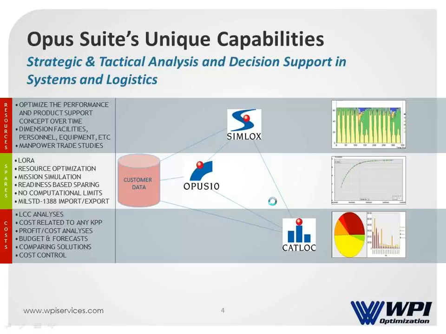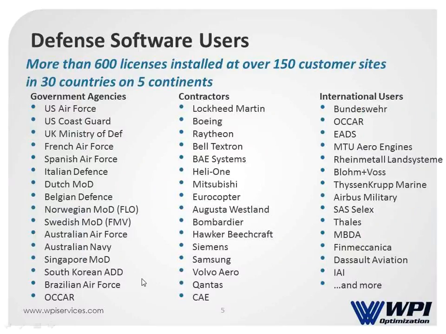So let's look at some of our software users. About 600 licenses installed at about 150 unique customer sites in 30 countries on 5 continents. In addition to our defense software users, we also work with a number of oil and gas providers, wind power providers, a little bit of medical work, and some commercial aviation as well.